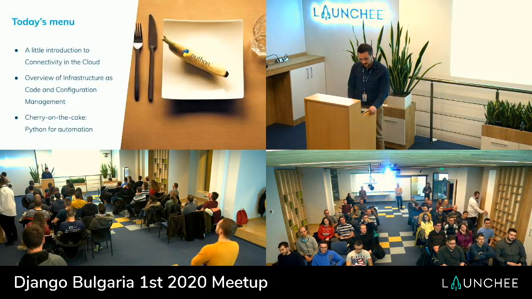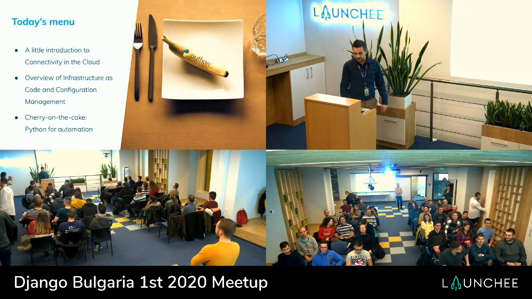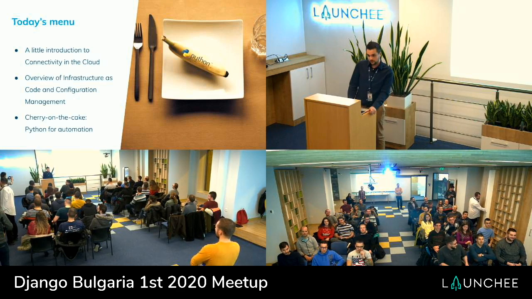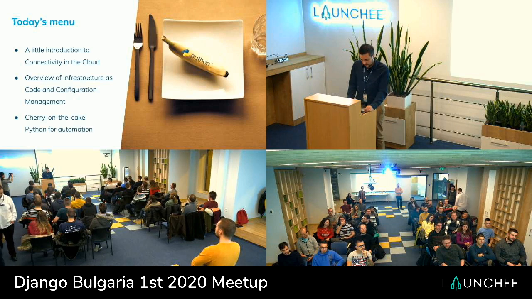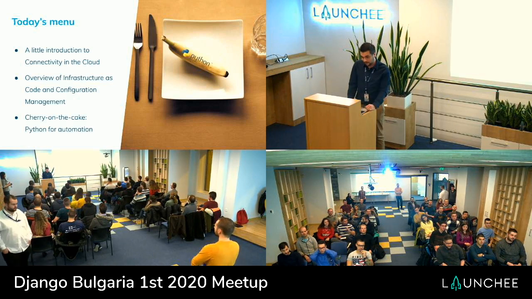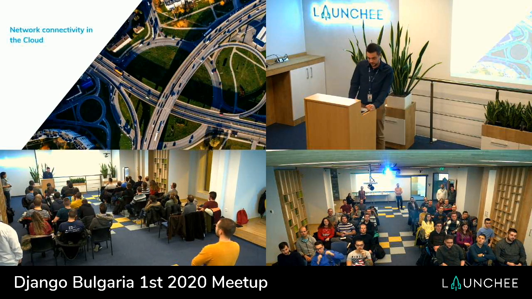So yeah, what's on today's menu? We'll start with a little introduction to connectivity in the cloud. We will go over a little overview of infrastructure as code and configuration management. And at last, we will see Python for automation. So let's start with the network connectivity in the cloud.